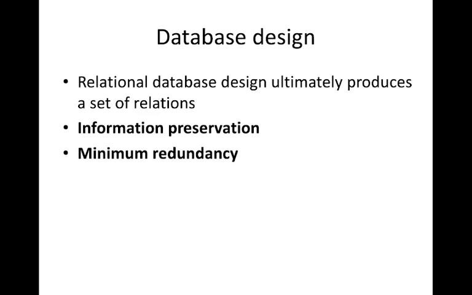Then the second property that should be satisfied is that we should minimize redundancy. That is, we should not store redundant information, or repeatedly store some information. For example, if I want to store a student's phone number, it should be stored only once in any of the tables. It should not be repeatedly stored. For example, Atul's phone number is this 10-digit number.